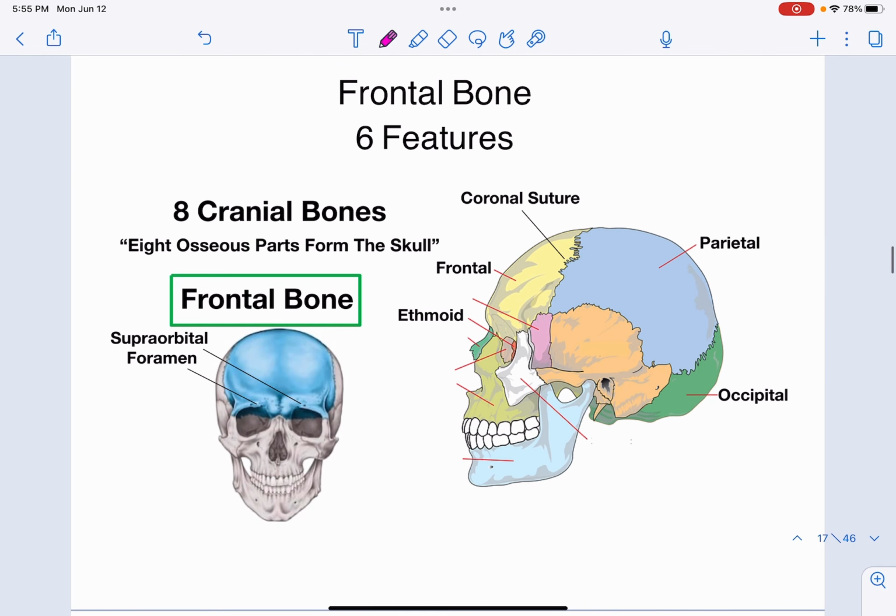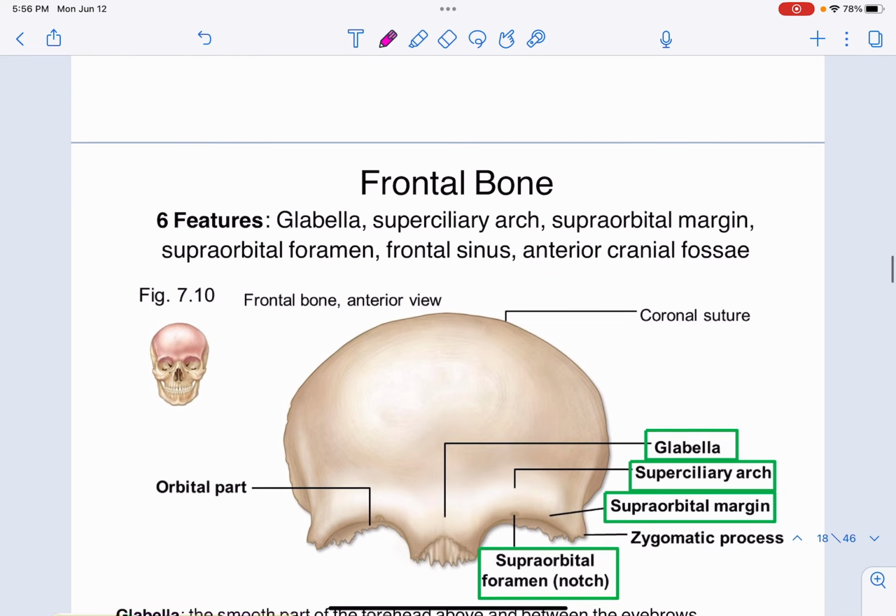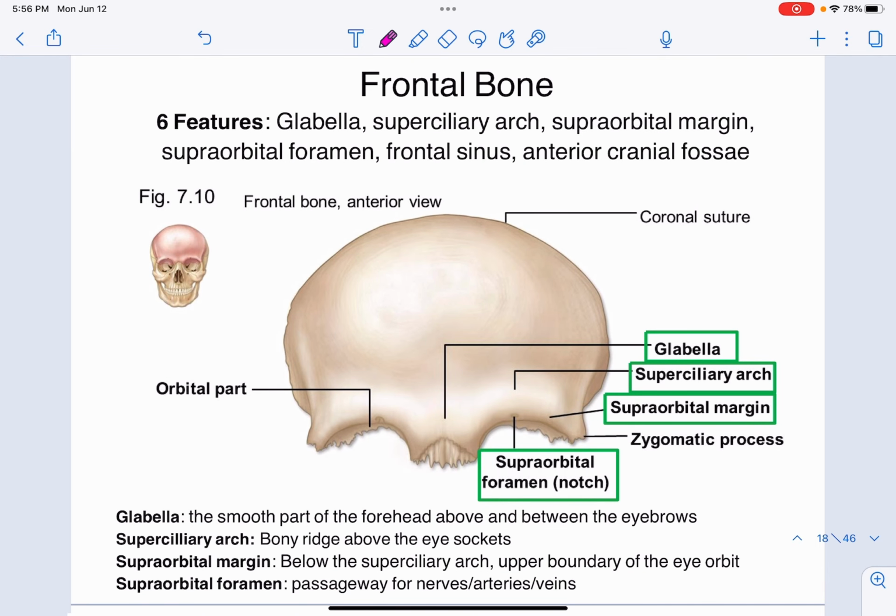All right, let's talk next about the frontal bone. Here is the frontal bone in yellow. Here it is in blue. There's a couple important features to the frontal bone. There are 6 features that I'm going to go over. I'll tell you what the features are, and then I'll show you where they are. They are the glabella, the superciliary arch, the supraorbital margin, the supraorbital foramen, the frontal sinus, and then the anterior cranial fossa.